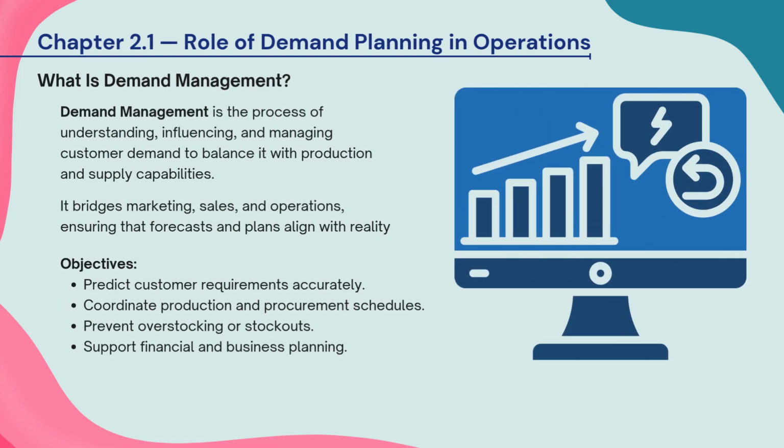Demand planning aligns customer demand with production and supply capabilities. It brings together forecasts, market insights, and historical data to improve accuracy. By ensuring the right products are available at the right time, it strengthens operational reliability. Overall, it helps reduce stockouts, avoid excess inventory, and enhance service levels.